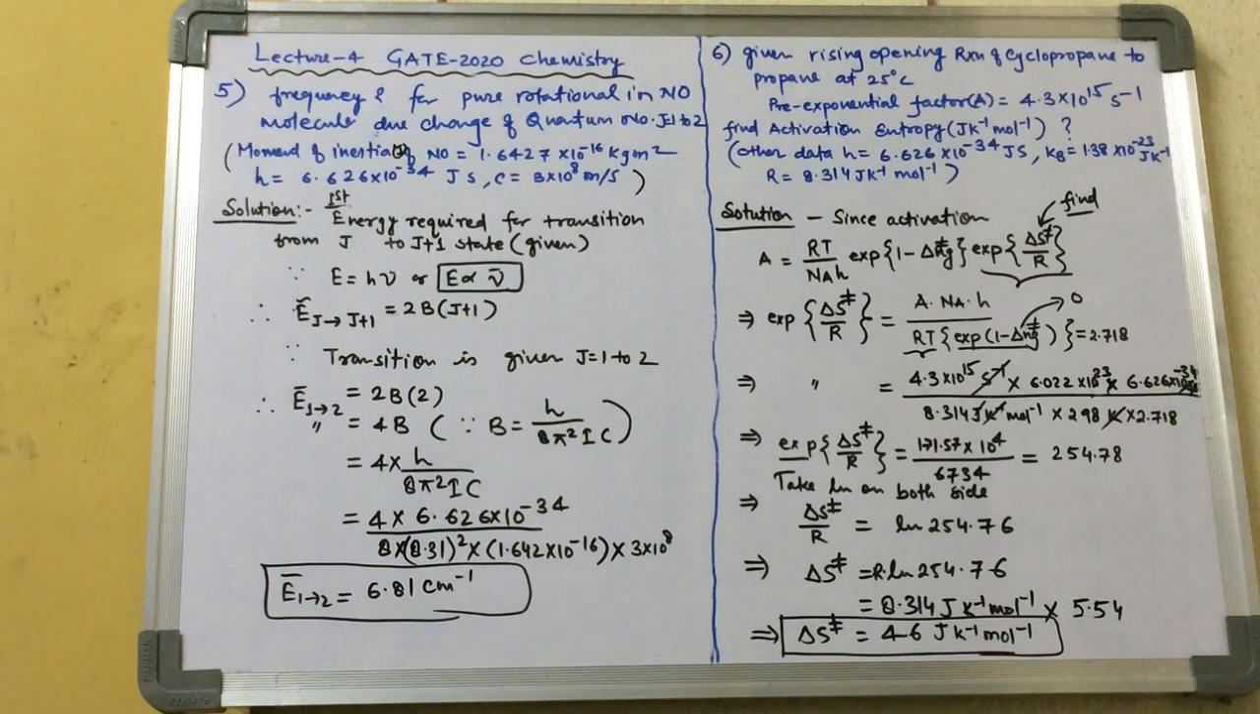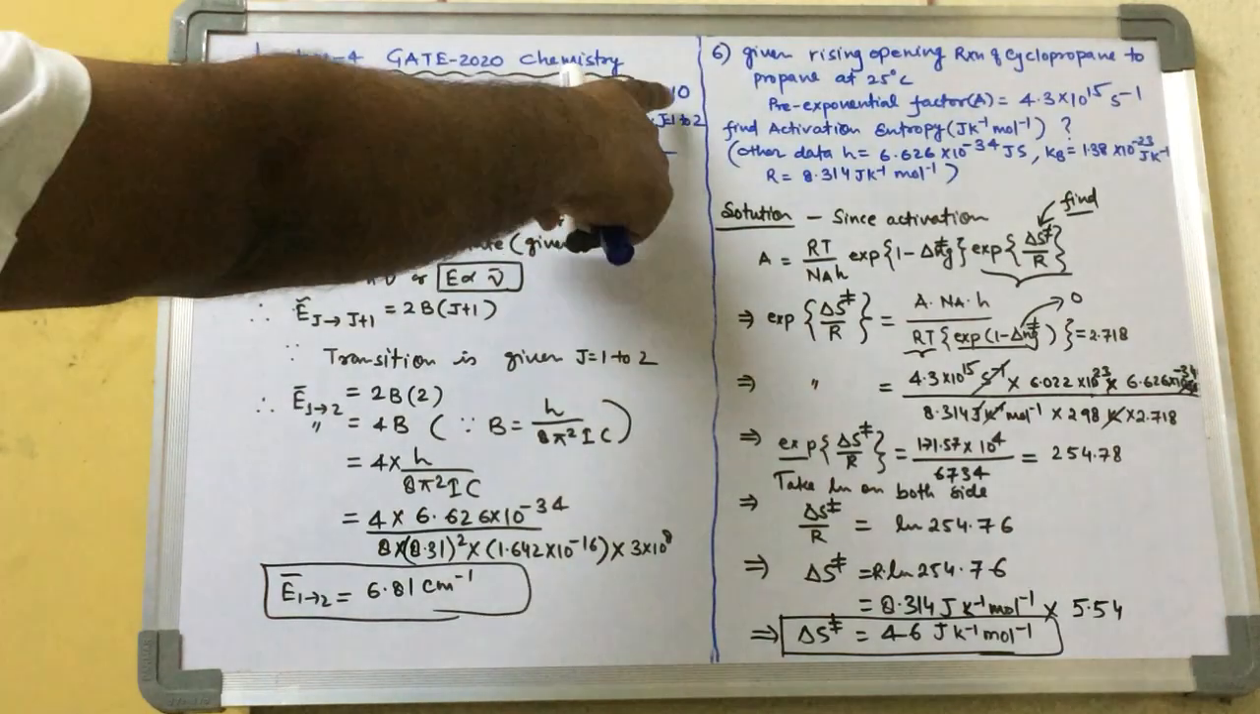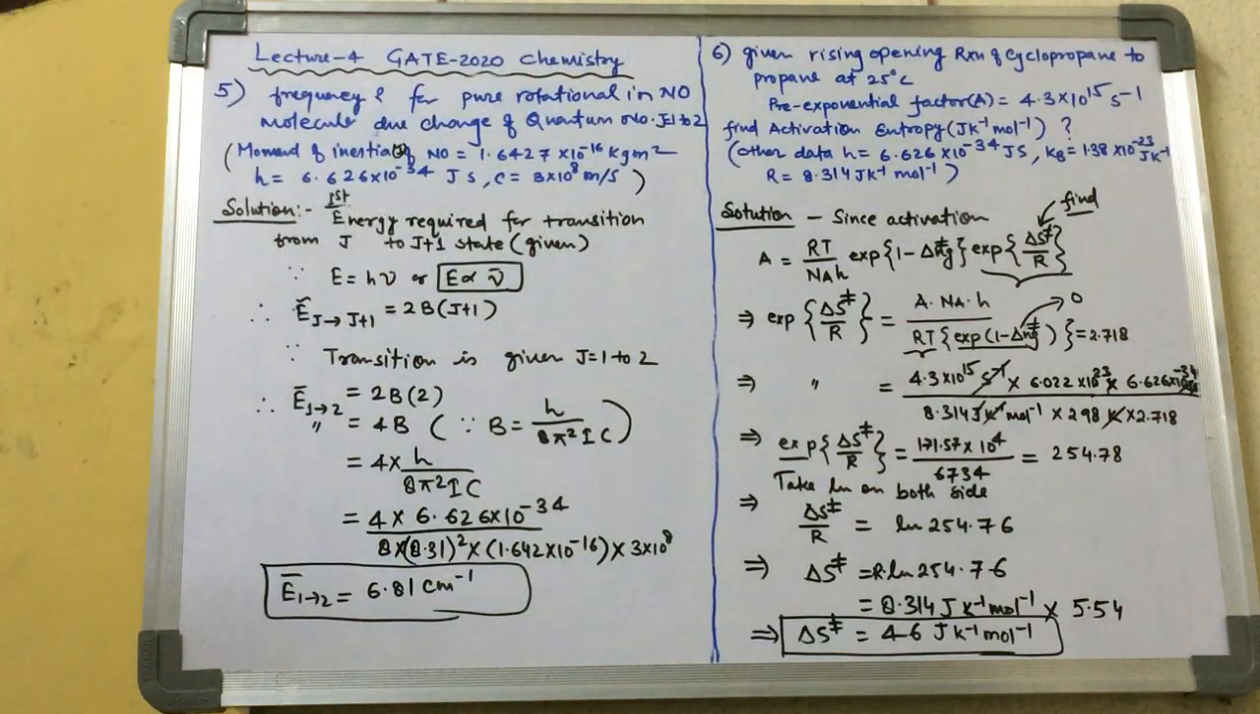Question 5. What is the question saying? We have to find frequency in centimeter inverse for the pure rotational spectrum of NO. Okay, so this is NO, and NO molecule due to change of quantum numbers from J1 to J2. So what is the frequency for this pure rotational spectrum of NO molecules?